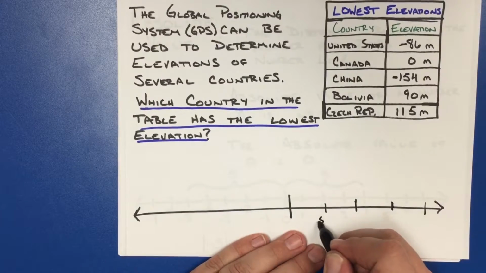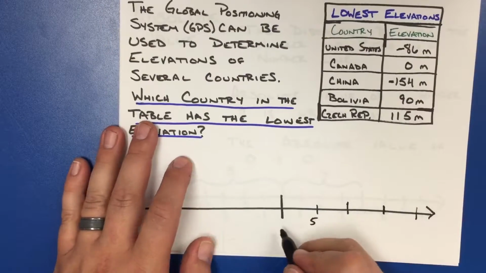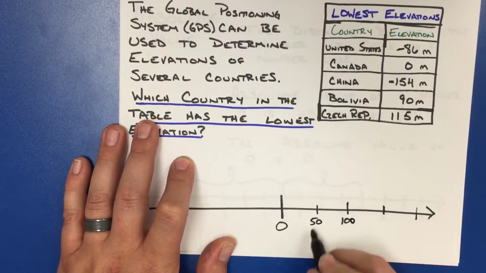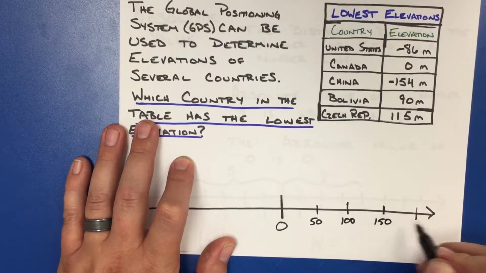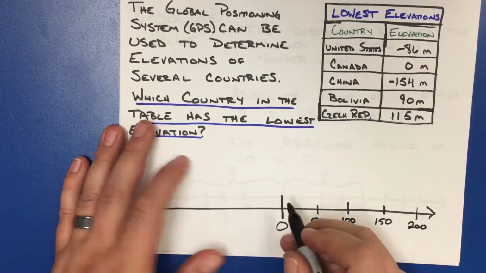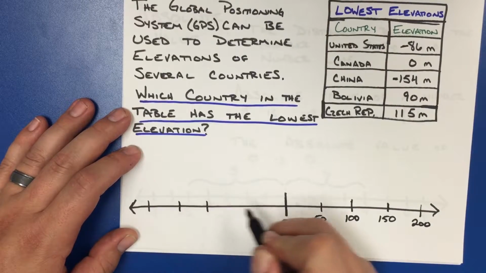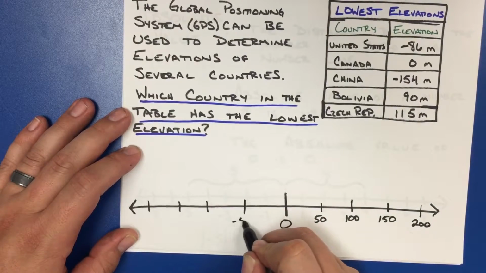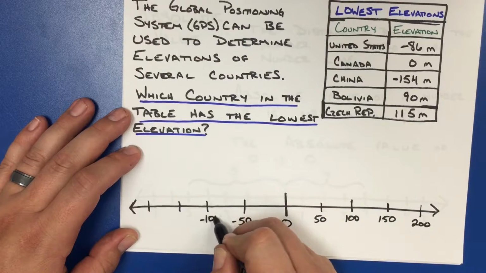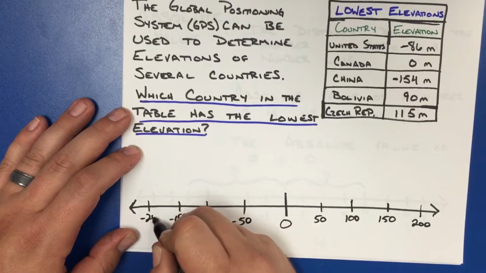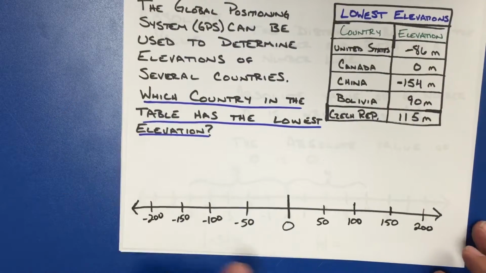Instead, like this, I should actually label this guy 0. And then I'm going to count by 50. So 50, 100, 150, and 200. Going in the other direction, I have negative 50, negative 100, negative 150, and negative 200. And I tried to make them as even as I can.